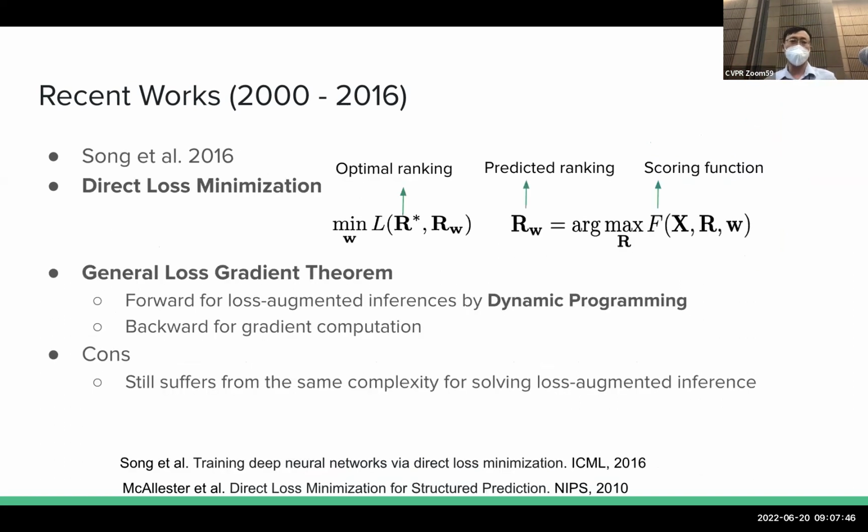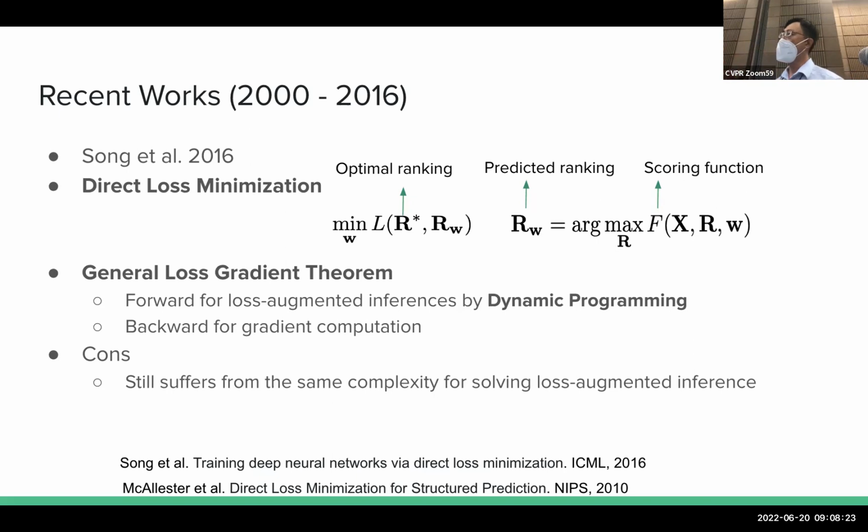Song et al. in 2016 proposed a different approach. They consider direct loss minimization. So basically, the objective is just the AP loss, right? L here is the AP loss that compares the predicted ranking R_W and the optimal ranking R star, to compute the AP loss. The predicted ranking R_W is obtained by maximizing a scoring function. As I said, the scoring function measures the consistency between a ranking R and the prediction scores, right? So prediction scores can induce a ranking R_W.